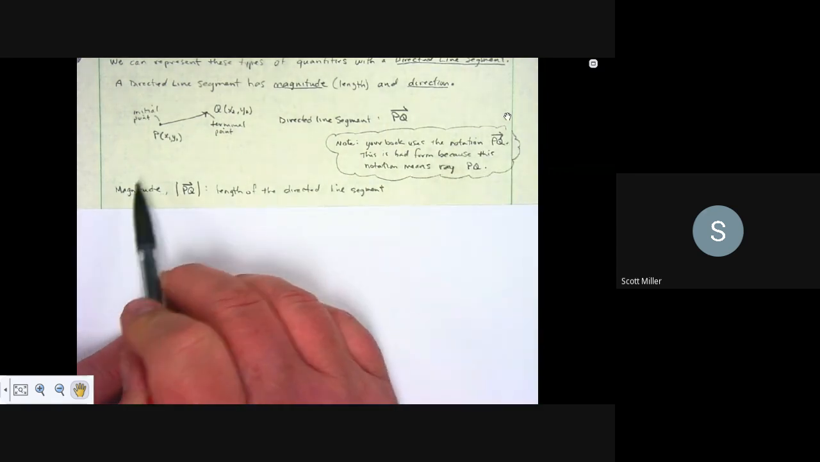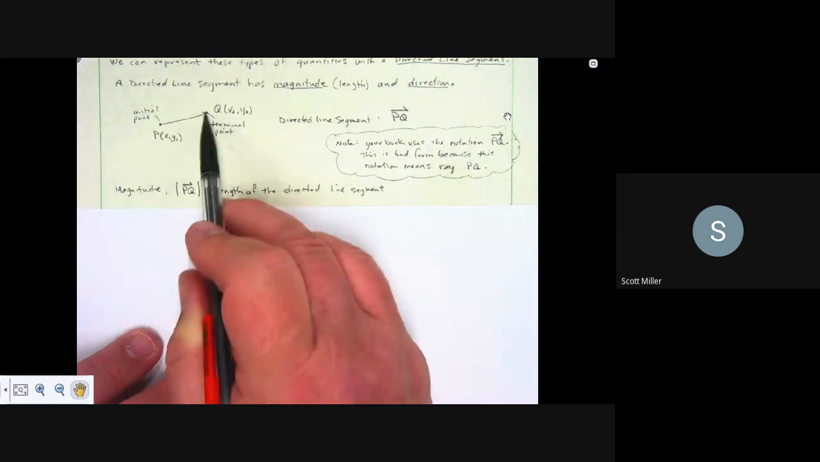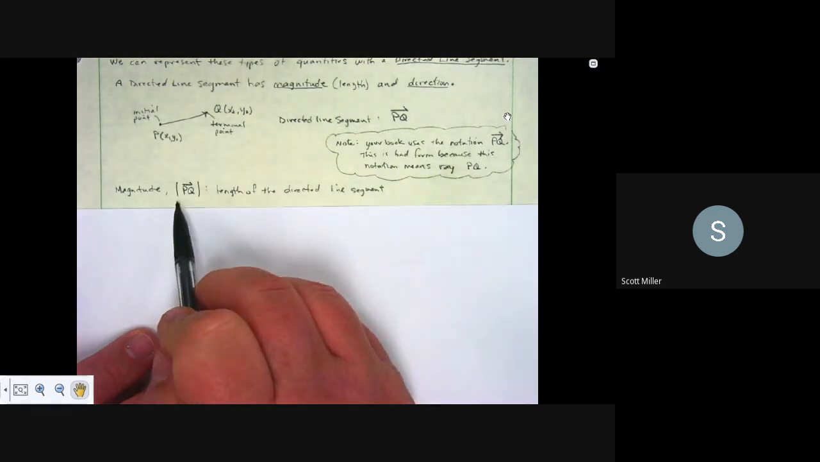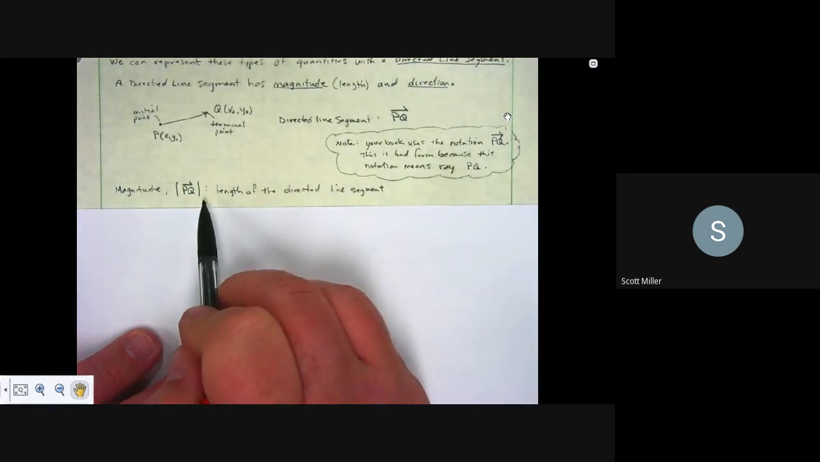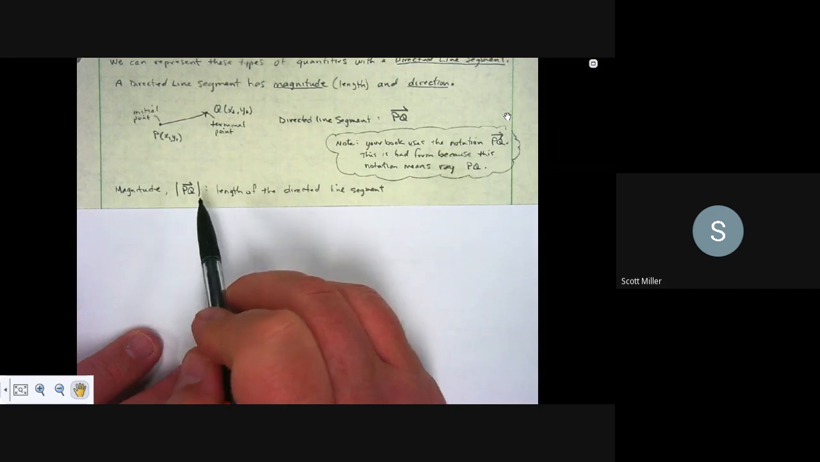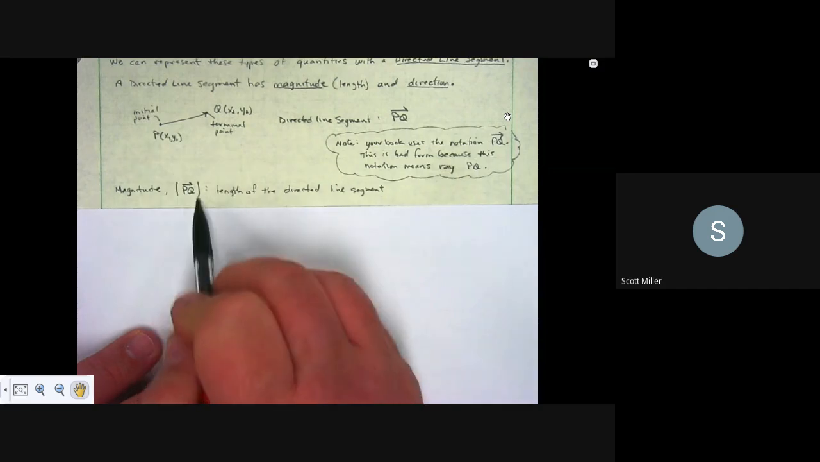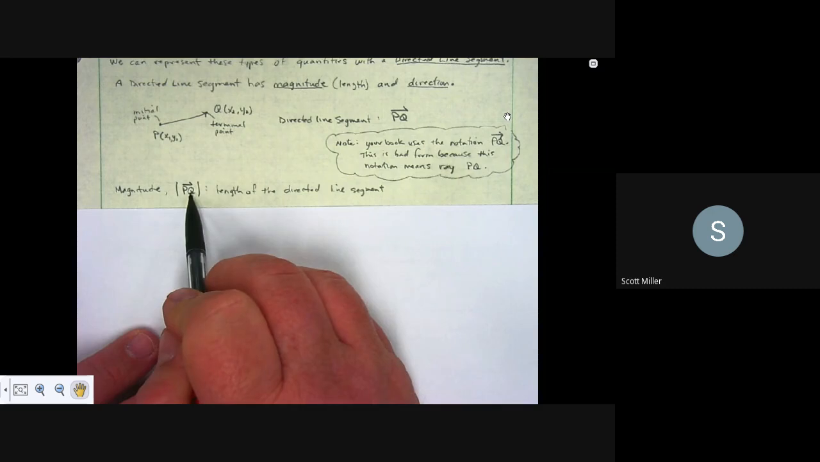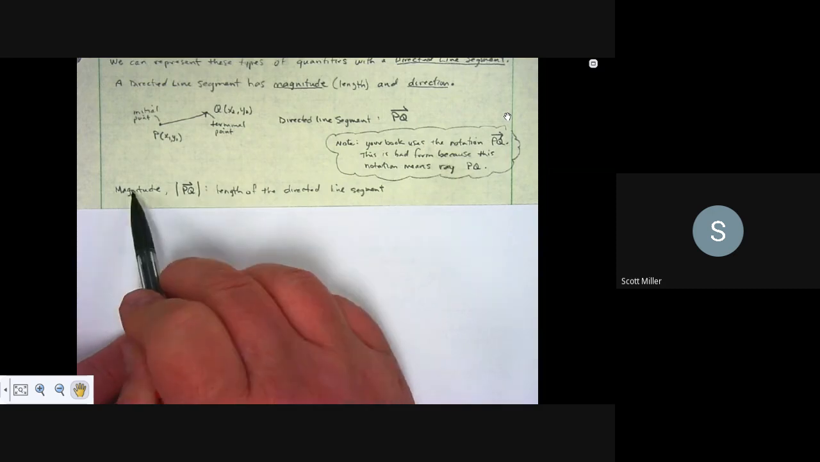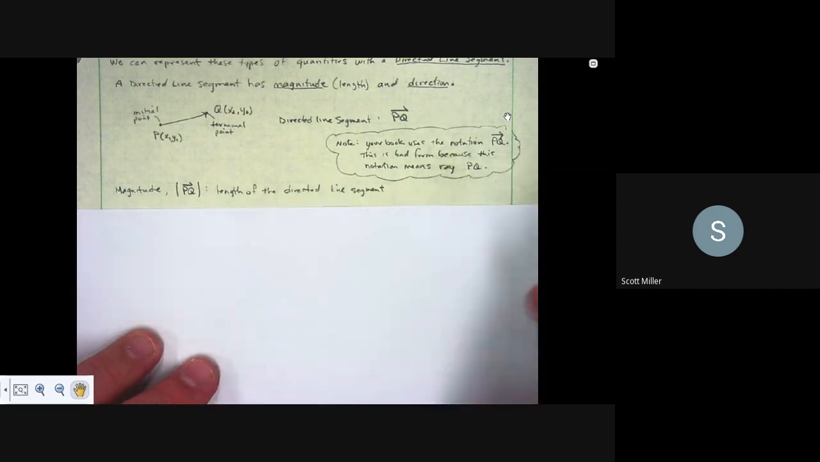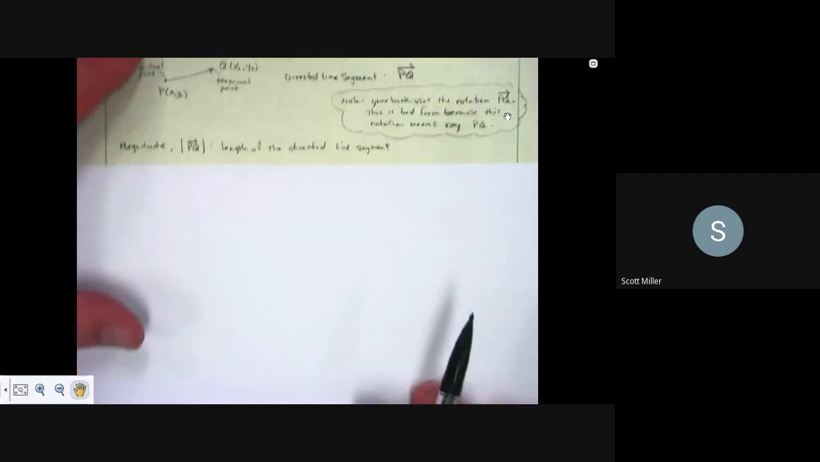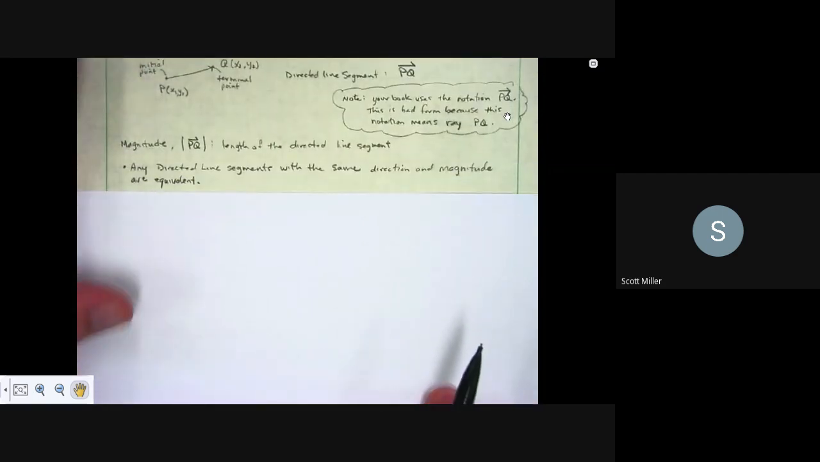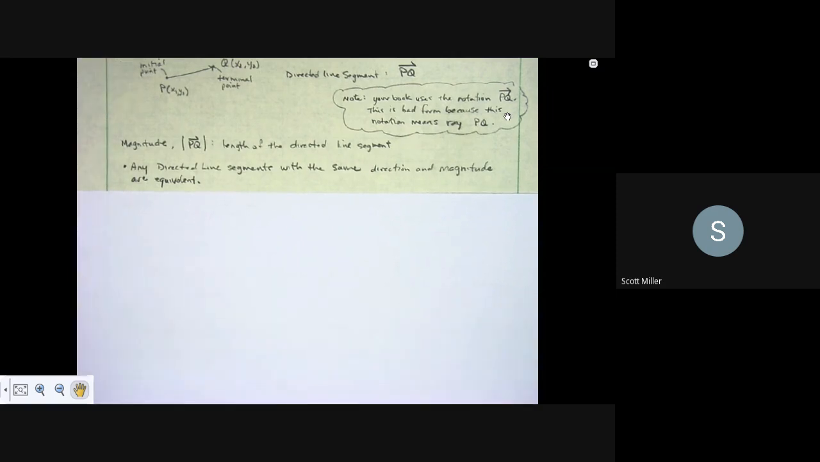The magnitude, which is the length of this vector right here, is indicated using absolute values around it. Absolute value, remember, means the length or the distance between two things. And so this means the distance between P and Q. That's the magnitude, the length of the directed line segment. Any directed line segments with the same direction and magnitude are equivalent. And that's important because that was what allows us then to start talking about what's called a vector.